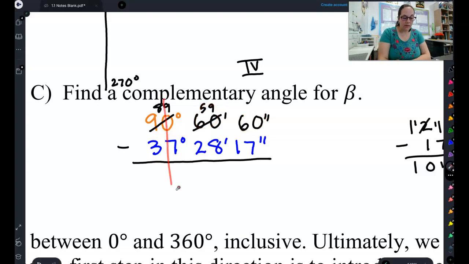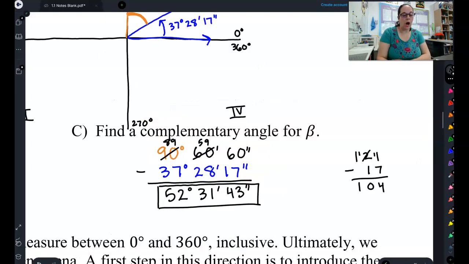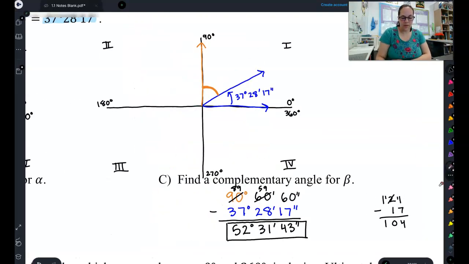And now that I've got something in each column, I can just subtract the columns. So 60 minus 17 is 43 seconds. 59 minus 28 is 31 minutes. And 89 minus 37 is 52 degrees. And that is my complementary angle. That's how much this angle is to get it up to my right angle.